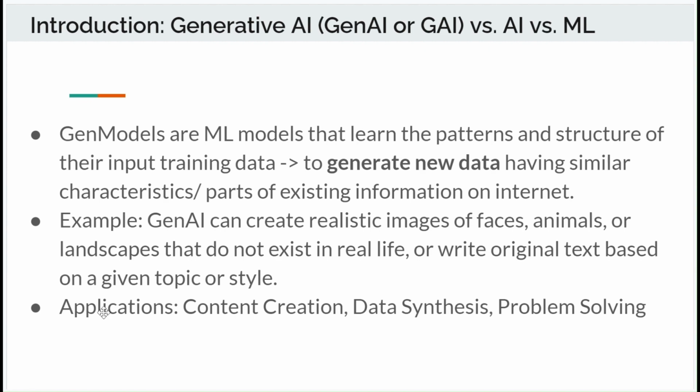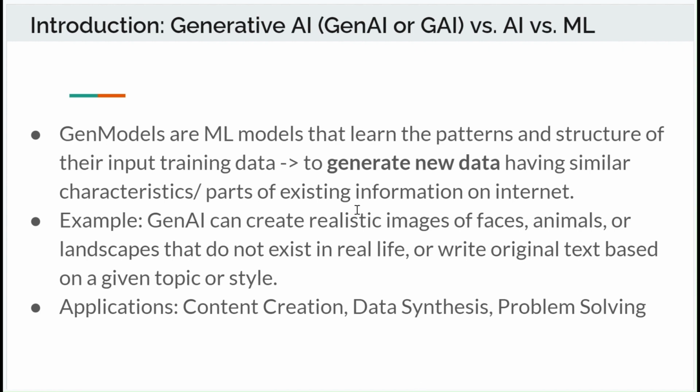Okay. Now, an example could be Gen AI can create realistic images of faces, animals, or landscapes that do not exist in real life, or write original text based on a given topic or style. For example, a diet plan which might not exist on the internet has been solely created for you. The machine could see what different breakfast options, vegetarian breakfast options, are on the internet, right? And using that information, maybe it created different breakfast alternatives for you in the diet plan.